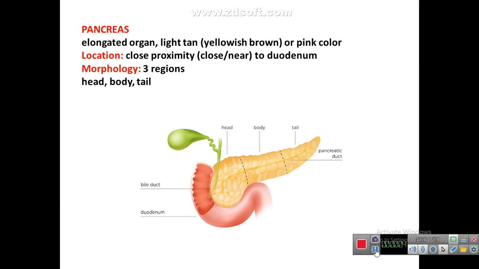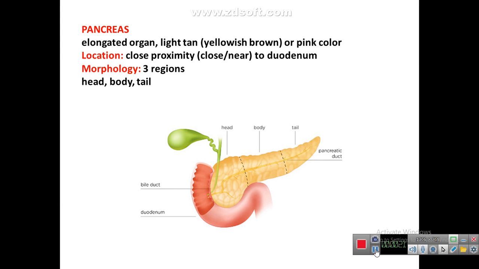Bismillahirrahmanirrahim. Topic: pancreas. It is an elongated organ, light tan or pink color. Tan means yellowish brown. Location: it is present in close proximity to the duodenum. Proximity means close or near.